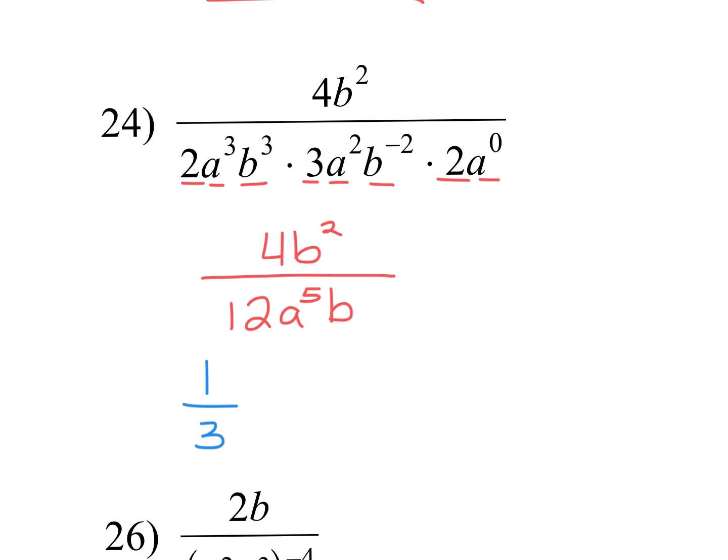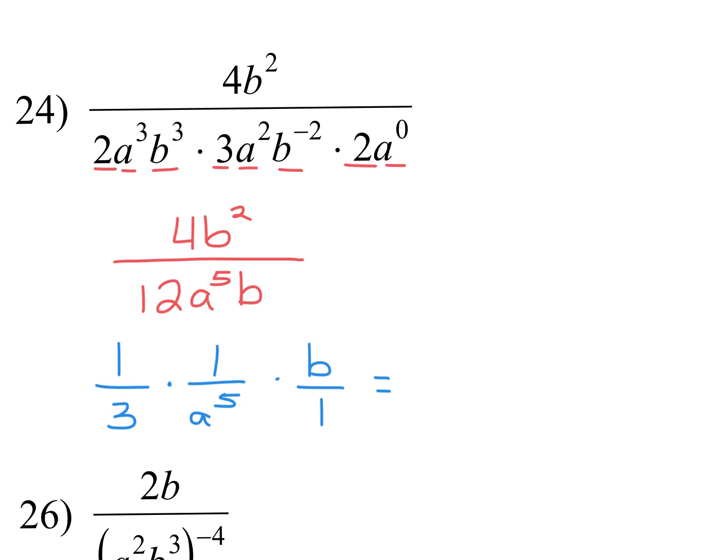Okay. What about the a's? Keep them on the top or the bottom? Keep it on the bottom. And then what about the b's? Subtract. Yep, we're going to subtract the exponents. So we have 2 minus 1. 1, does that go on the top or the bottom? Top. Yep. And then lastly, just combine your fraction. So we have b over 3a to the 5th.